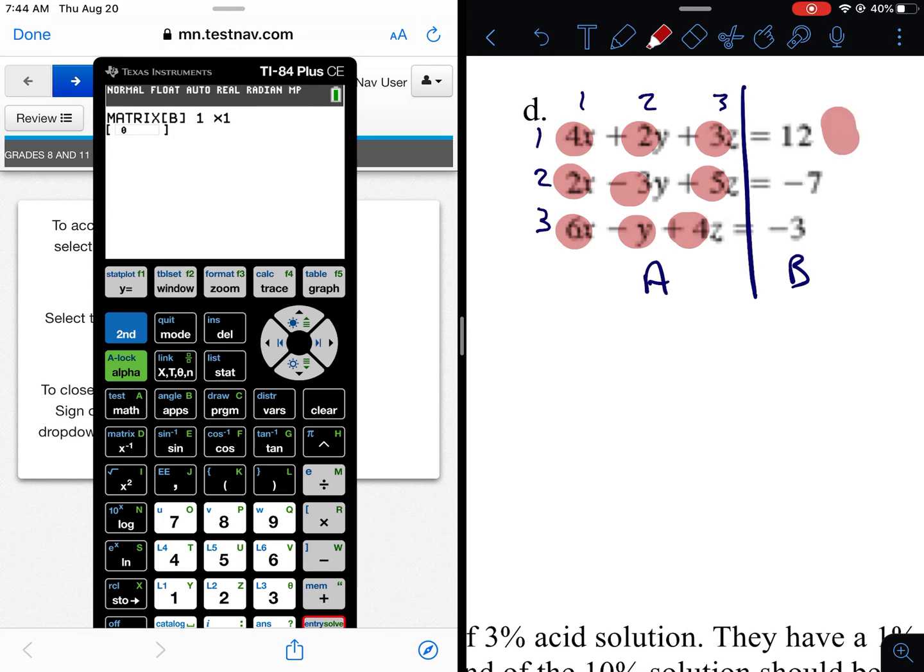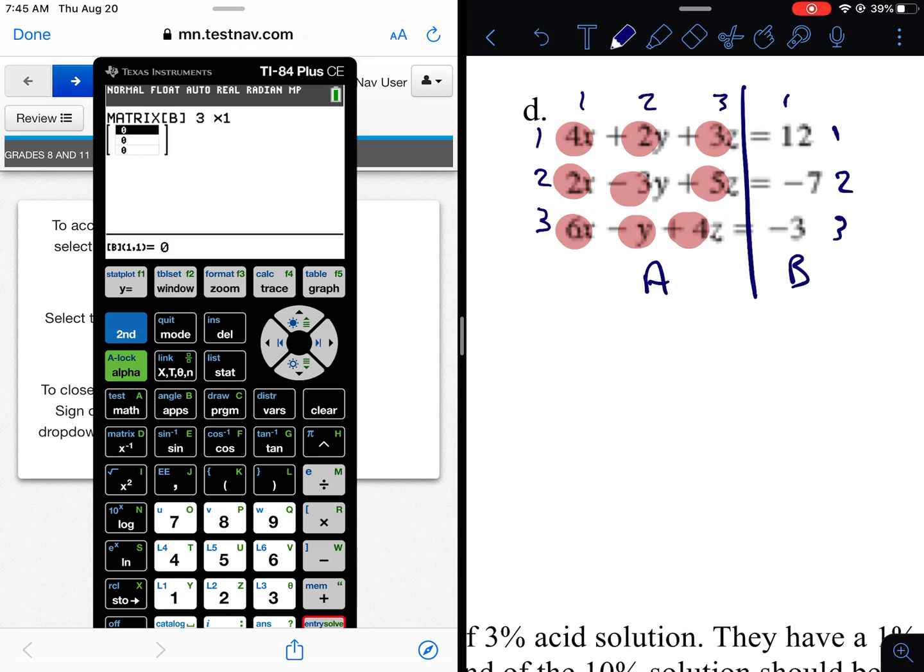Think about it again. This is going to be 1, wrong one. 1, 2, 3 by 1. We call this a 3 by 1. Now, if for some reason you accidentally put 1 by 3 and hit enter, you'll see, wait a minute, that doesn't look right. It's supposed to be vertical. It's supposed to be like a column. So you did it backwards. So it is actually a 3 by 1.